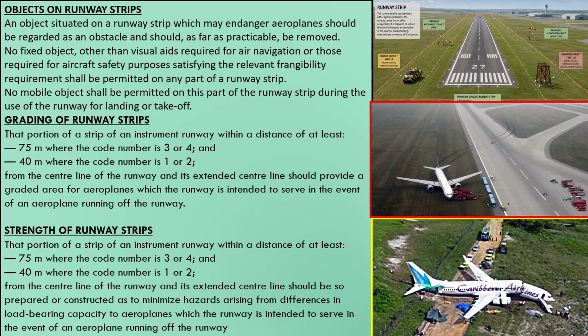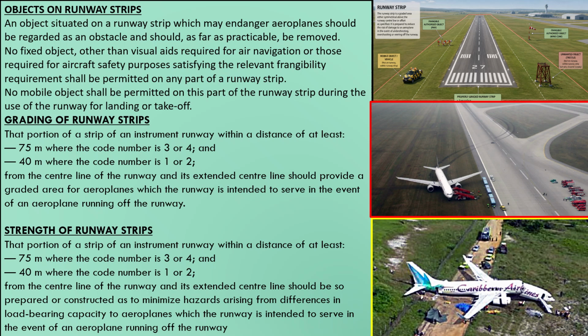Second point, grading of runway strips. That portion of a strip of an instrument runway within a distance of at least 75 meter where the code number is 3 or 4 and 40 meter where the code number is 1 or 2 from the center line of the runway and its extended center line should provide a graded area for aeroplanes which the runway is intended to serve in the event of an aeroplane running off the runway.